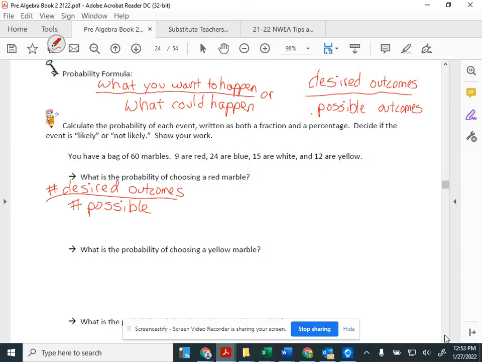Chase? 9/60. I know how you got 9 because I see there are 9 red. How did you get 60? There are 60 marbles. If we add up the red, the blue, the white, and the yellow, we get 60. So there are 60 possible outcomes when you put your hand in the bag and pull out a marble. 9 marbles are red, so there are 9 desired outcomes. So we know the fraction is 9/60.